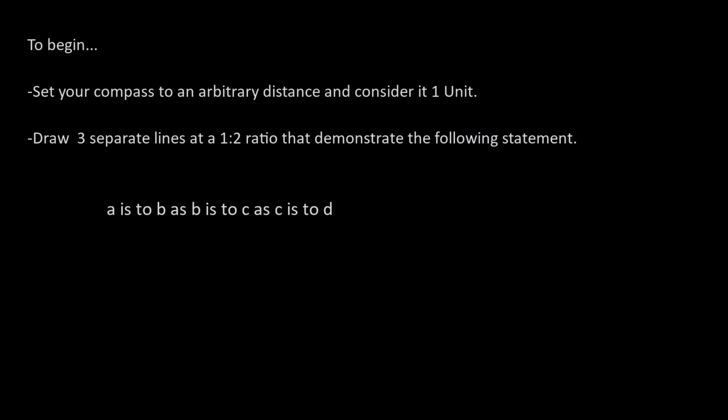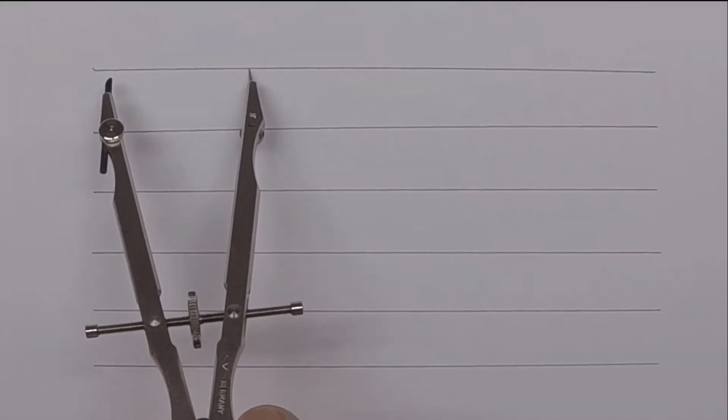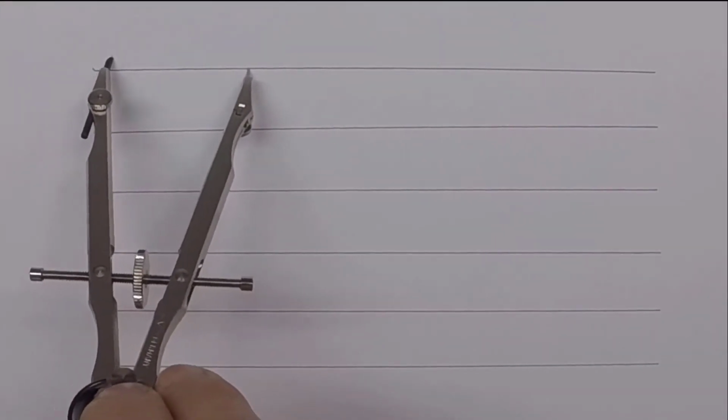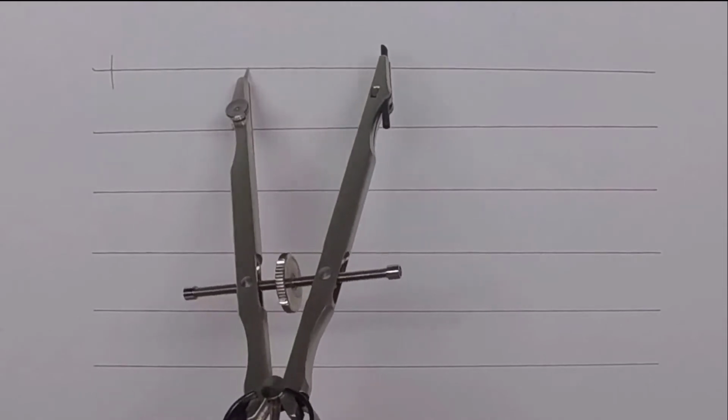For this concept, set your compass at an arbitrary distance and consider this distance as 1 unit. Draw 3 separate lines at a 1:2 ratio that demonstrate the following statement. A is to B as B is to C as C is to D. The arbitrary distance creates our base unit.